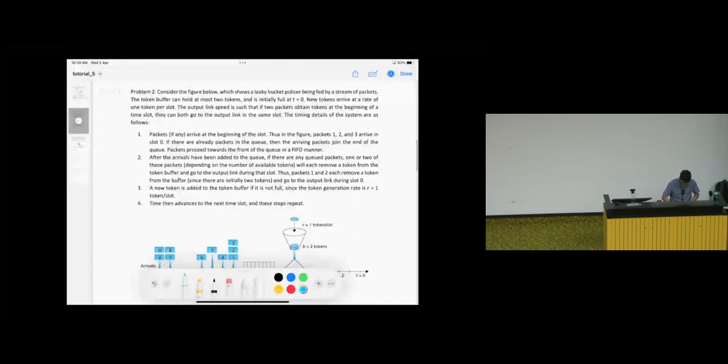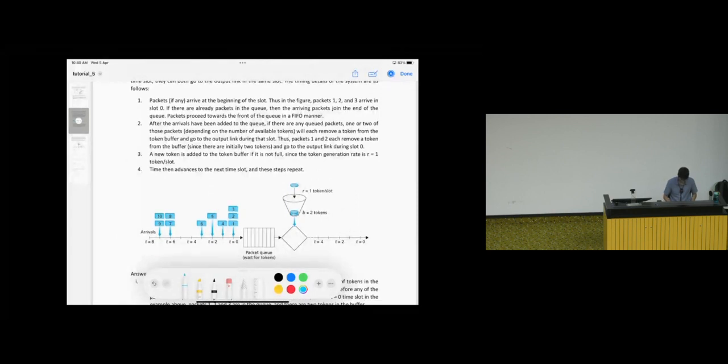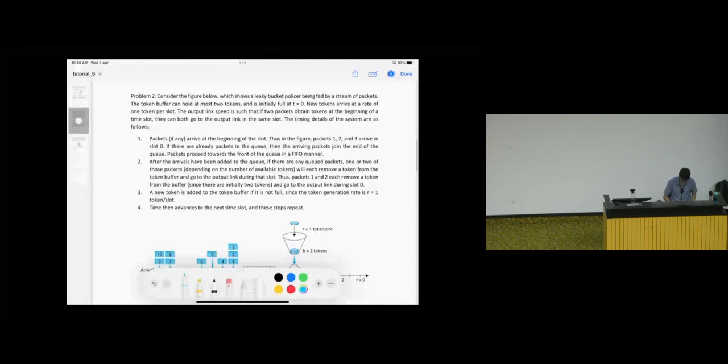Okay, so then I'm moving on to the second question. Here we have a leaky bucket, and we also have a queue before that leaky bucket. And we have some packets arriving. Let's read the question quickly.